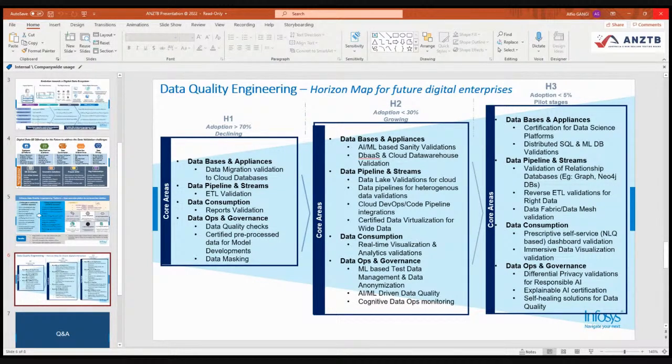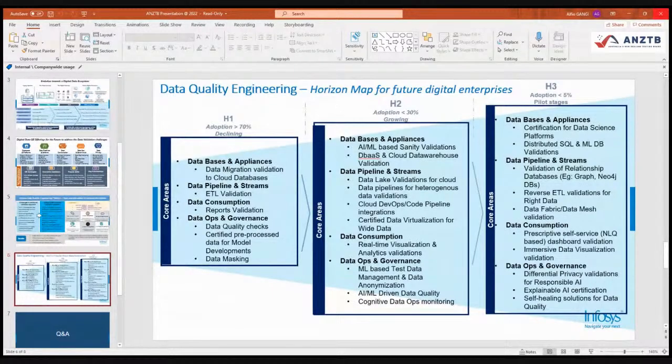So, what you see here is just looking at the first block here. From the databases and appliances perspective, if you just pass through from left to right, you would see that we are moving from data migration validations to cloud databases, and from data migration validation to AI/ML based sanity validations, and also certification of our data science platforms. So we are slowly moving towards the platforms.